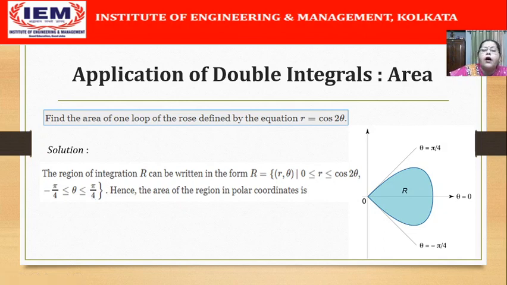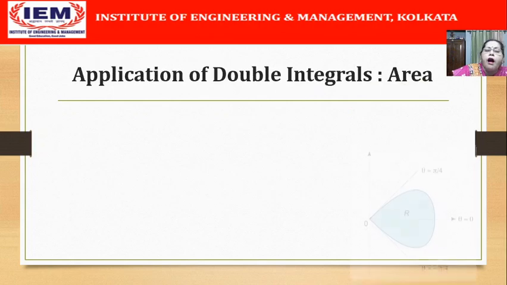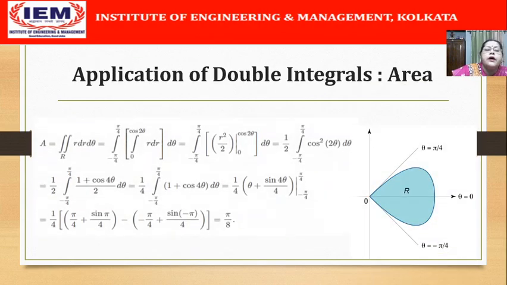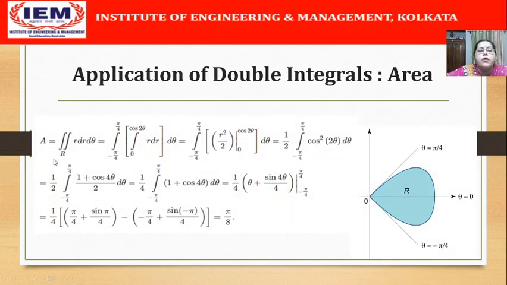And now, how do we write the area of the region in polar coordinates? See that in Cartesian coordinates, the area is given by the double integral dx dy. And we might remember that we have seen earlier that this differential dx dy in polar coordinates is given by r dr d theta. So therefore, the area will now be given by the double integral r dr d theta over the region R. And now we put the limits.